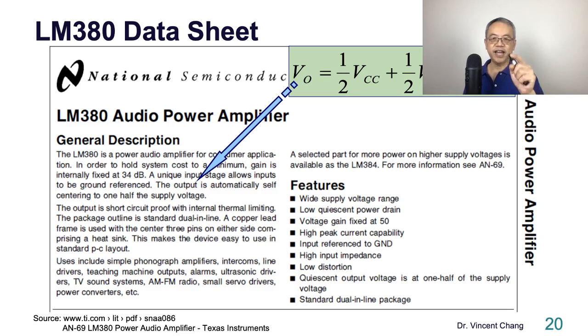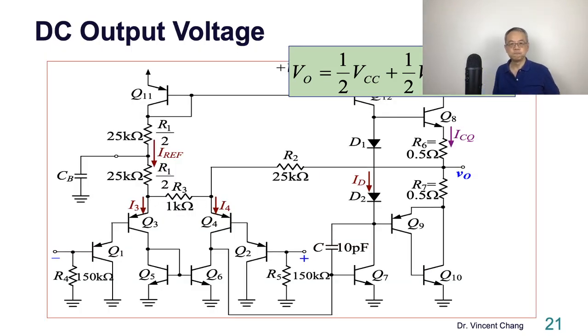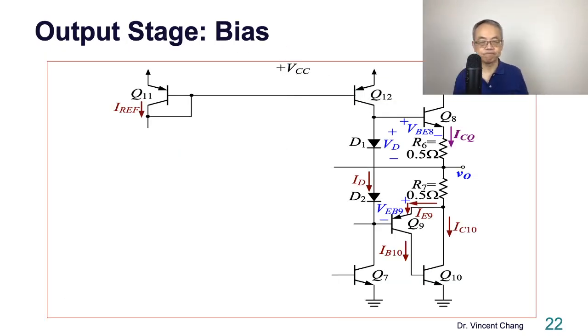So again, the output is automatically set, self-centering to 1/2 the supply voltage. Let's move on to the output stage. We solved the input stage, and then let's move on to the output stage, the class AB output stage.